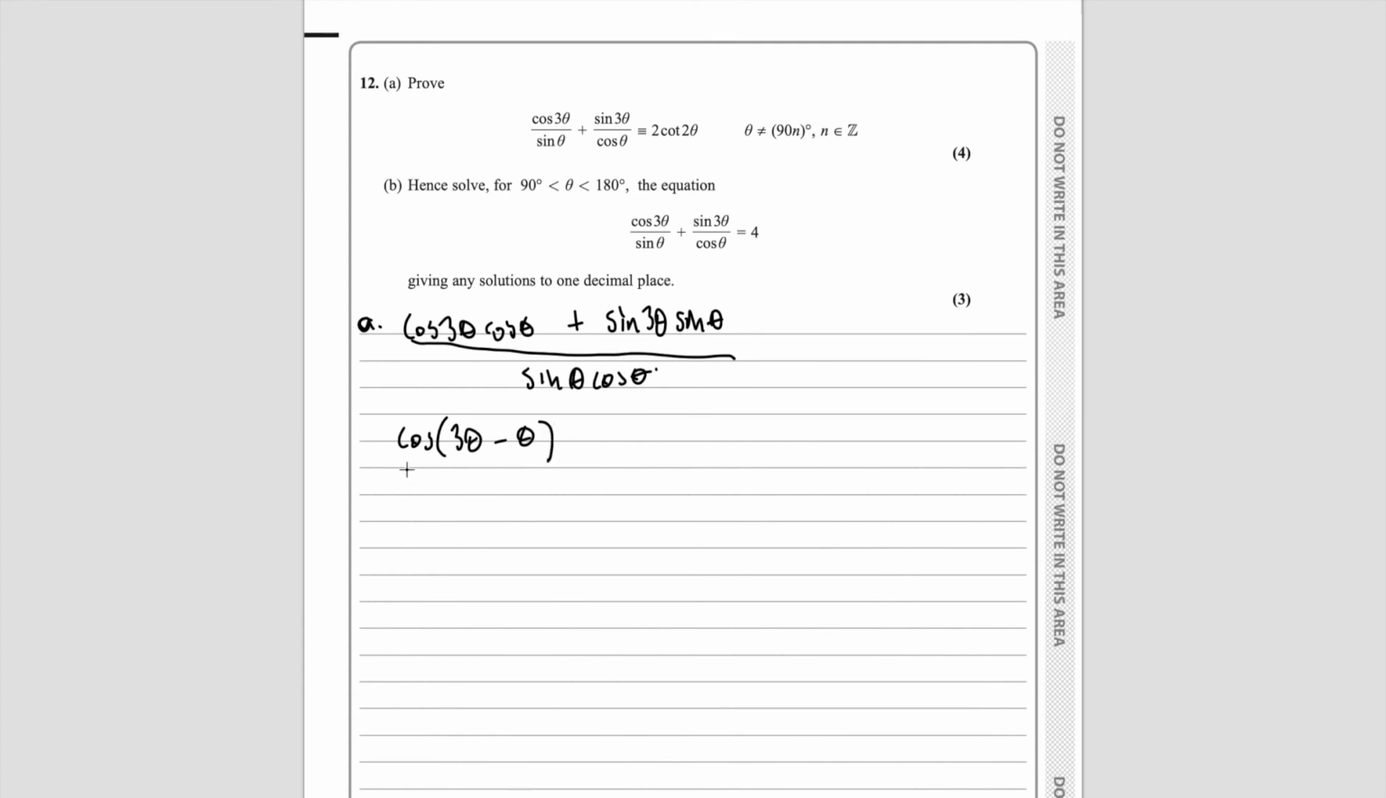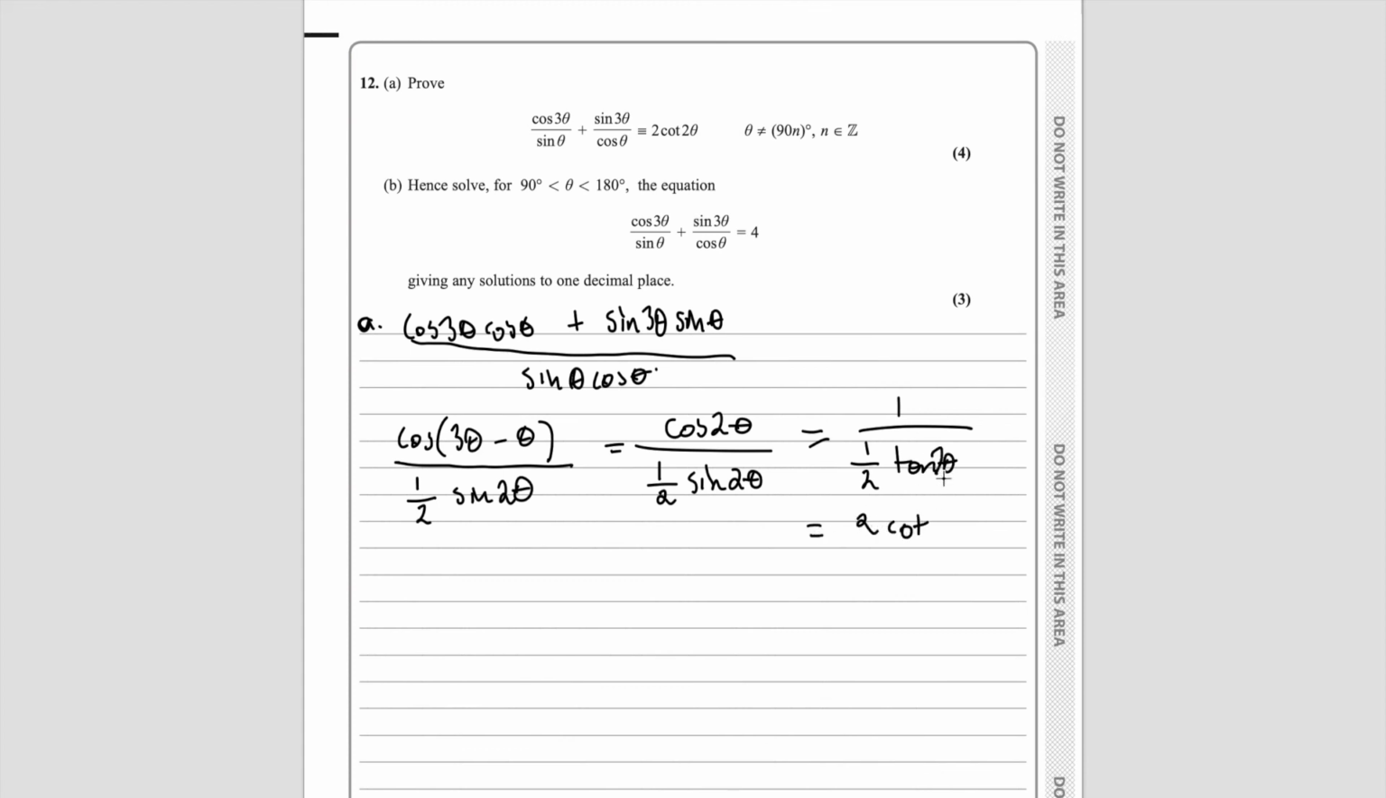And really what we know now is that the bottom as well also does involve some sort of compound angle formula, specifically a double angle formula, where sine theta cos theta is the same as a half sine 2 theta. So we can simplify this down into cos 2 theta over a half sine 2 theta, which would then be equal to 1 over a half tan theta, which would of course then equal 2 cot 2 theta.